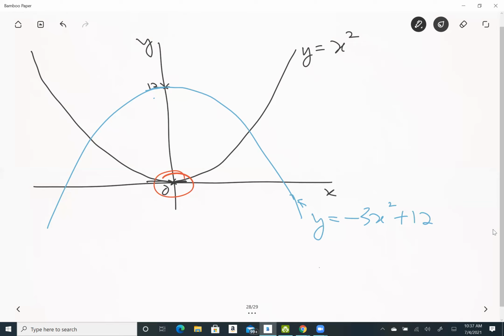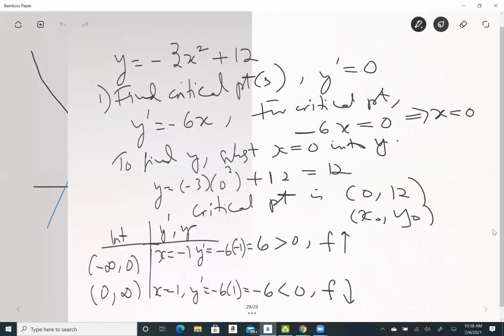All right. So the critical point can be a maximum or it can be a minimum. As we can observe here, y equal to x squared has a minimum at (0, 0), which is the critical point. And the other function, y equal to -3x squared plus 12, has a maximum, because that is the highest value. Now, what is the criteria for a maximum or minimum? So this is the criteria of maximum and minimum for the critical point.